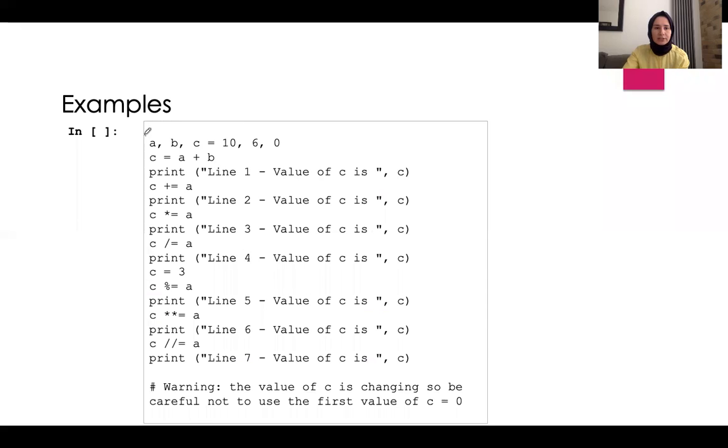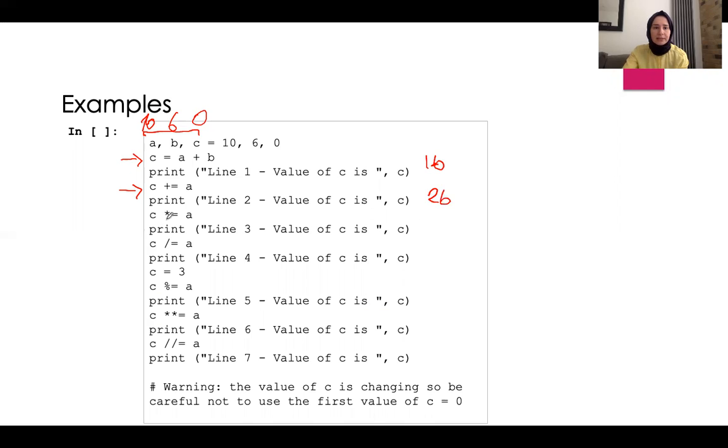As you can see, we have three variables, A equals 10, B equals 6, and C equals 0 here. First of all, we have an addition here. C equals A plus B. It means that C equals 16. Then we have C plus equals A. It means that we need to add A on top of C. As C is 16, we need to add A on top of C. Therefore, C becomes 26 here.